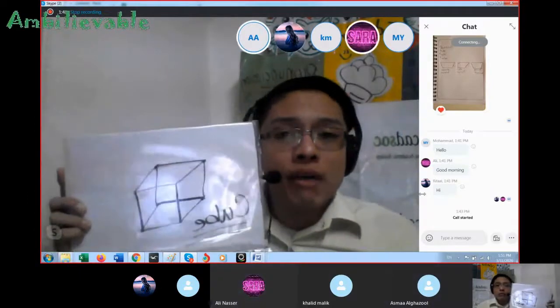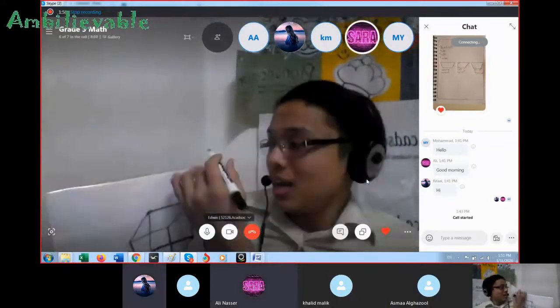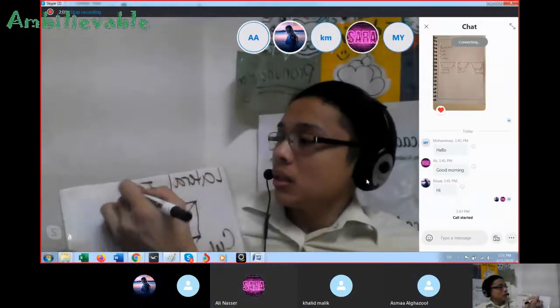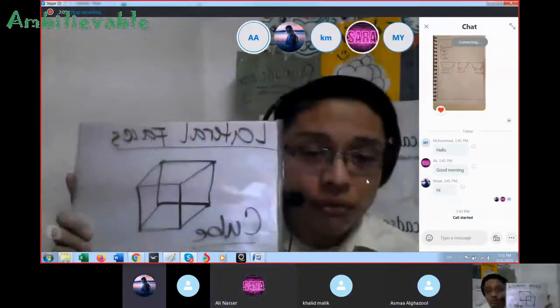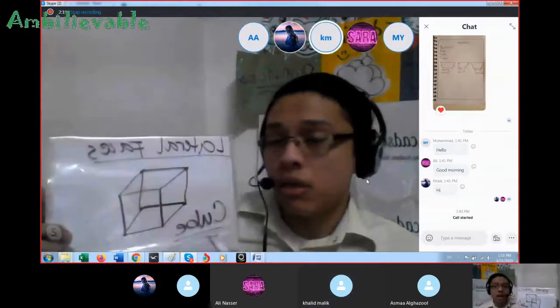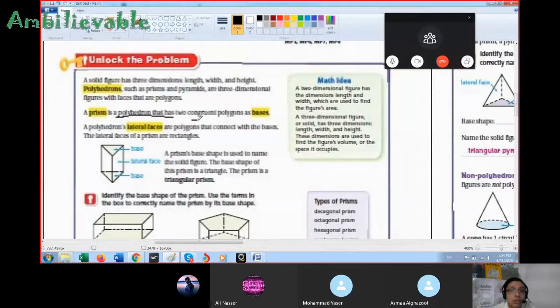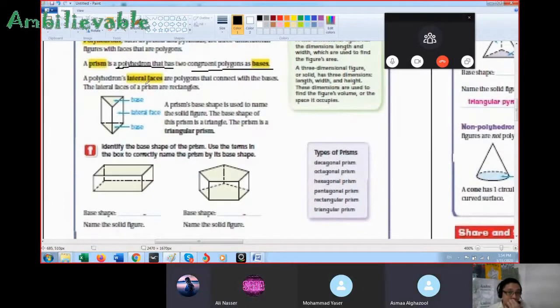Now, what do we have to remember in a three-dimensional figure, a polyhedron? We are dealing with lateral faces. The lateral faces are the part of a polyhedron where you open that shape. Now, a prism is a polyhedron that has two congruent polygons as bases, for example a cube or a rectangular prism. The polyhedron's lateral faces are polygons that connect with the bases. For example, this one is a triangular prism. The bases are triangles, but the lateral faces are rectangles.